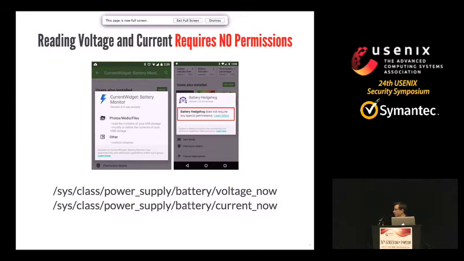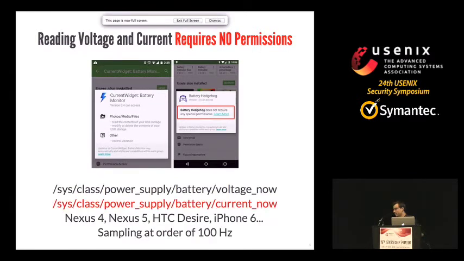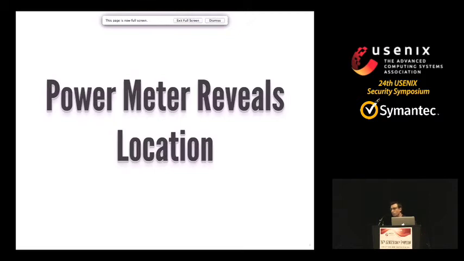Any application can access it by accessing those files in the sysfs, voltage now and current now, and by reading from those files to get a power measurement for that moment, with pretty high resolution and pretty high frequency, up to 100 Hertz. Upon installation of such an application, the user doesn't see anything. He sees that it requires no permissions. And it exists in the recent versions of the phones. Even if you don't have access to current now, I can talk about other methods that can bridge this gap, but let's move forward. So what we show is that the power meter reveals location.